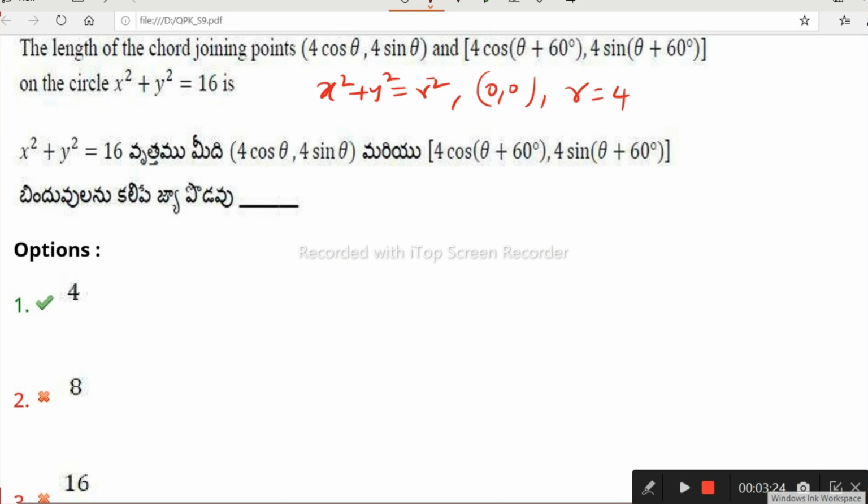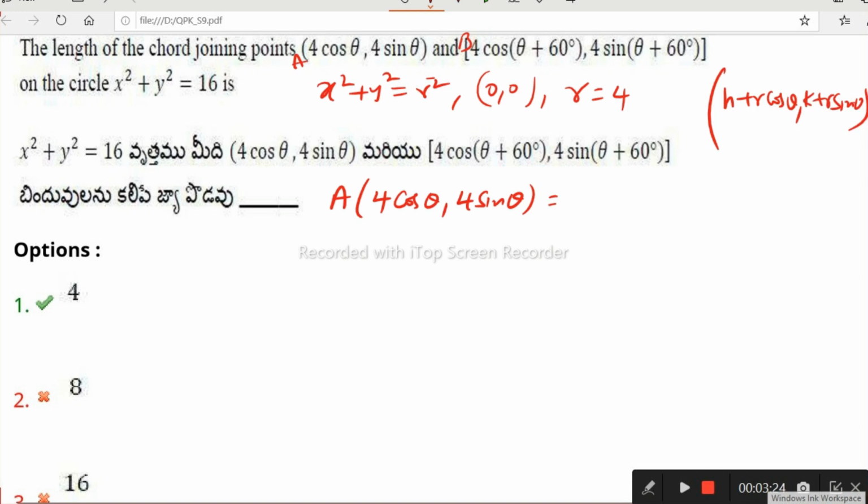Now, let the two given points be A and B. A is 4 cos theta comma 4 sin theta. Observe, this looks like a parametric point of the circle. What is a parametric point? h plus r cos theta comma k plus r sin theta, where h k is the center and theta is the parameter. Here h k is 0 0 and r is 4, so 0 plus 4 cos theta, 0 plus 4 sin theta. So directly this point is a parametric point where theta is the parameter.